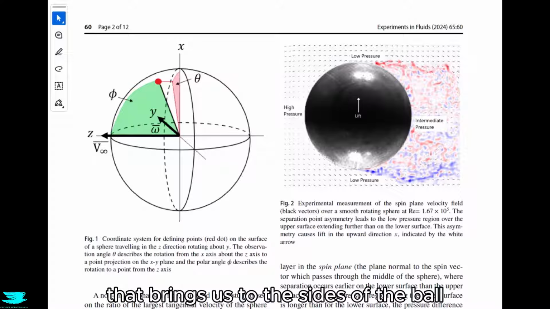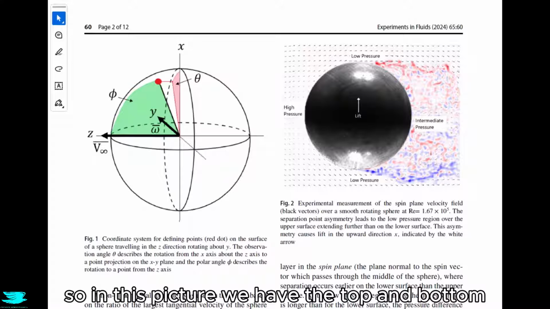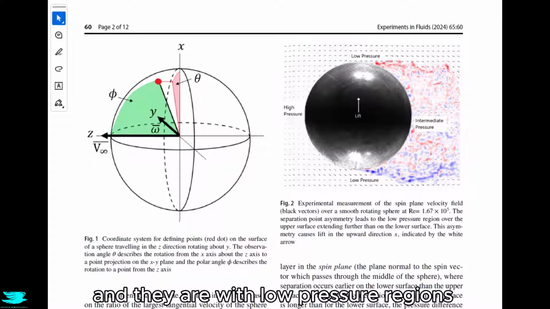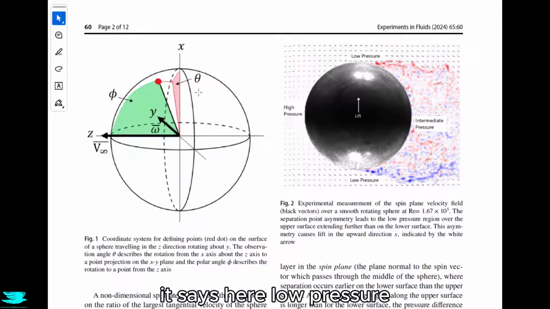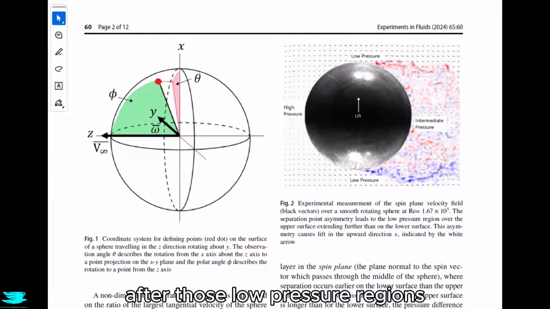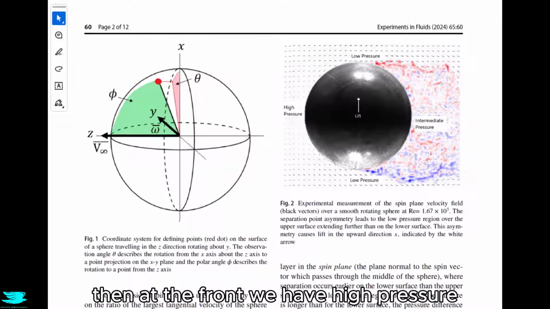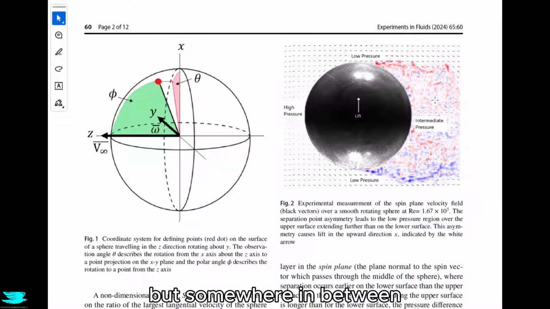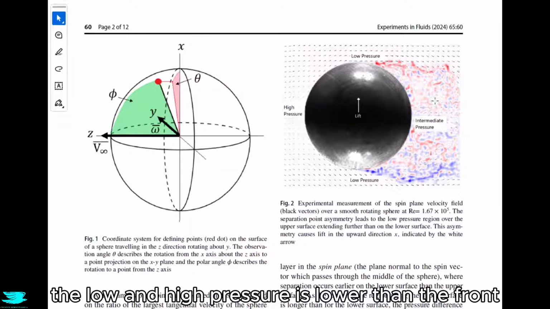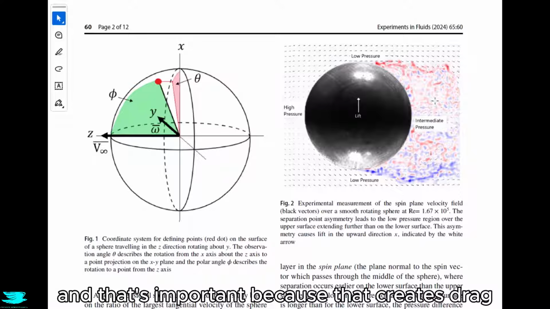That brings us to the sides of the ball. In this picture, we have the top and bottom, which are the sides of the ball here, and they are low pressure regions. It says here, low pressure, low pressure. The flow separates fairly smoothly after those low pressure regions. Then at the front, we have high pressure, and at the back, we have low pressure. Or not quite low pressure, but somewhere in between the low and high pressure. It's lower than the front, and that's important because that creates drag.